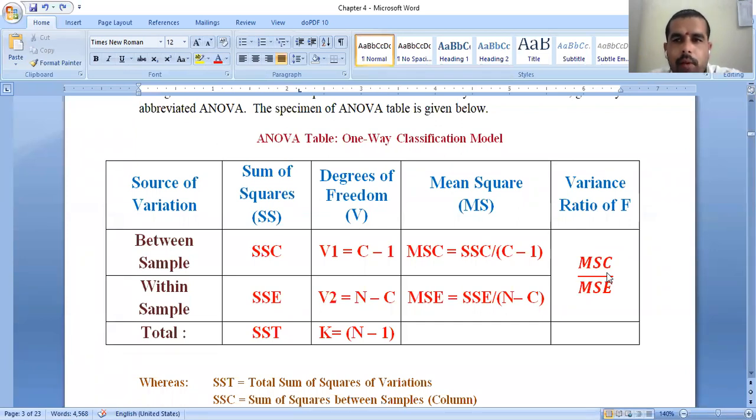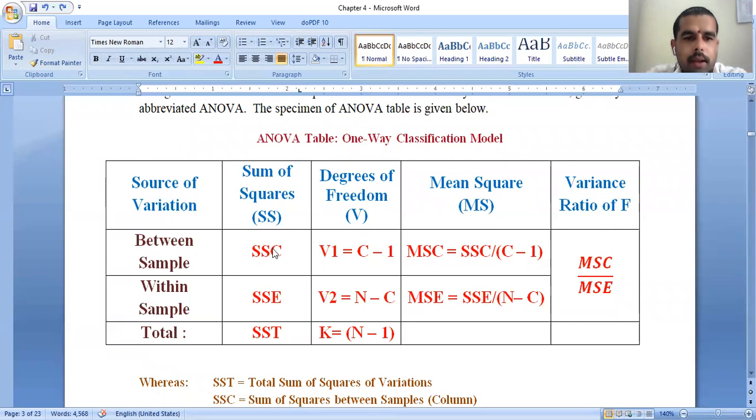Why? Because while we are calculating one-way classification, this table helps us. After completion of all the calculations, we have to summarize all the values in the form of this table. Then finally we calculate MSC divided by MSE. Then this calculated value should be compared with the table value, that is the critical value. Then we are going to take the decision. So observe this table: between samples, within samples, then total.